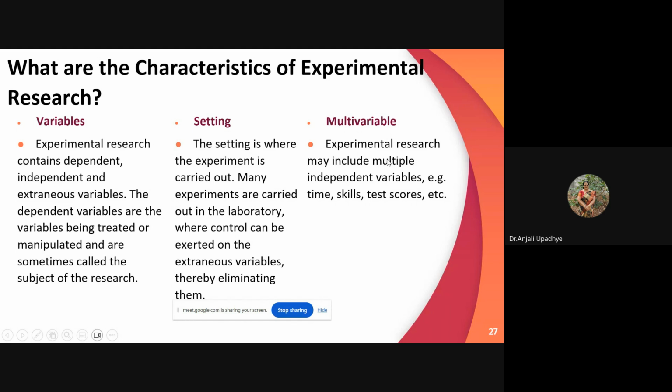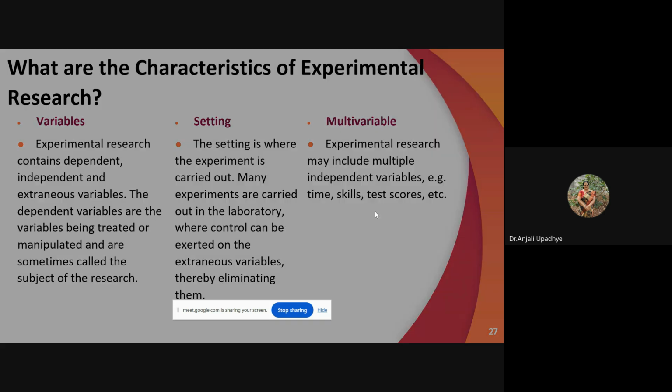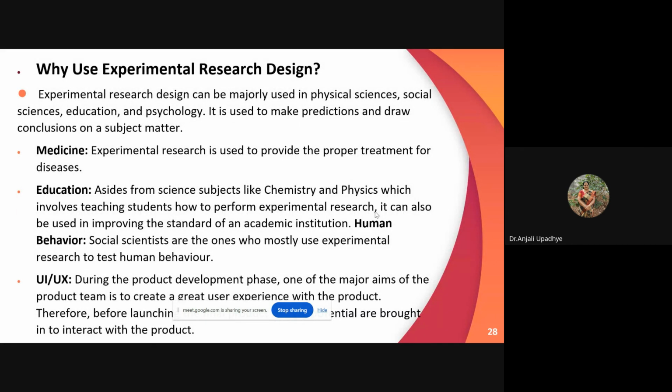Multivariable experimental research may include multiple independent variables, for example, time, skills, test scores, or parameters where basic standard protocols are there. Why use the experimental research design? It is majorly used in the physical sciences, social sciences, education and psychology.